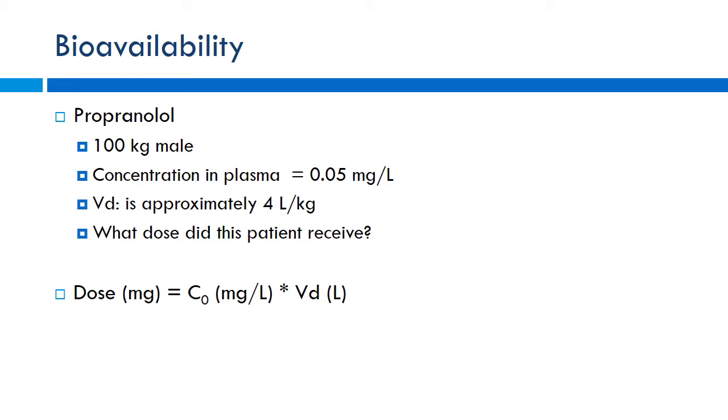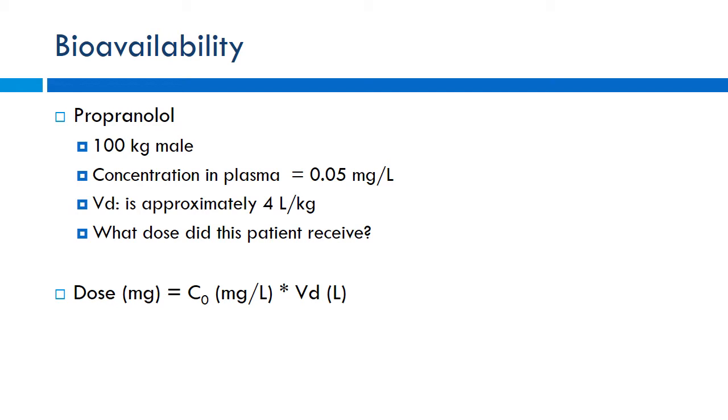You can actually go back through and see, okay, what dose did this patient receive? Let's do the math here again. I know my C0 is going to be 0.05. I can multiply that by the volume of distribution, and it should give me my initial dose. So 0.05 multiplied by, what number would I multiply by? Should be 400, right? Because I do 4 liters per kilogram times that 100 kilogram male, so we do times 400, and you end up getting 20.